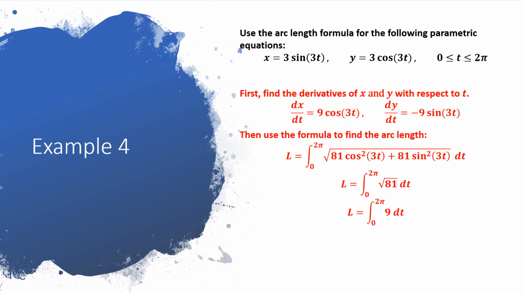Now again, cosine squared plus sine squared equals 1, so that leaves me just the integral of root 81. Root 81 is 9, and then the integral of 9 is 9t from 0 to 2 pi. And so when I plug in that 2 pi and I plug in that 0, I'm left with 18 pi. So I get an arc length of 18 pi.